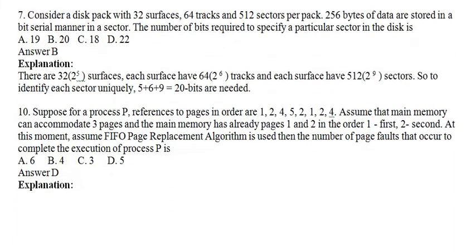Okay, next one is: consider a disk pack with 32 surfaces, 64 tracks and 512 sectors per track. 256 bytes of data are stored in a bit serial manner in a sector. The number of bits required to specify a particular sector in a disk is. Actually, if you are taking a disk, this will be considered as the number of surfaces, and then each surface with a number of tracks and each track with a number of sectors.